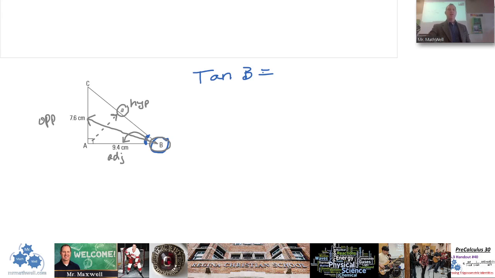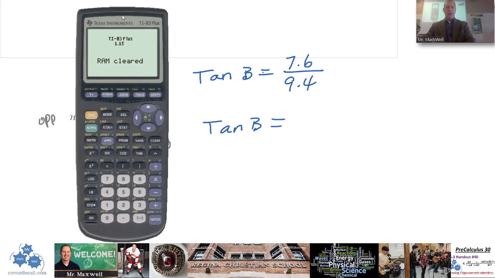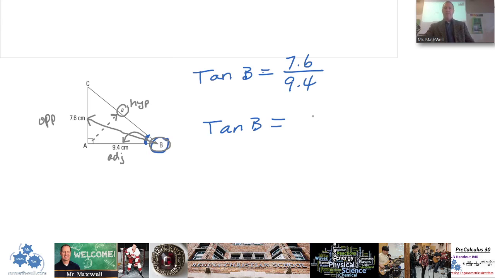Okay? So tangent is the opposite side, which in this case is 7.6 centimeters, divided by the adjacent side, TOA, divided by 9.4. So what that says to me is that the tangent ratio for angle B, I don't even know what angle B is yet, but the tangent ratio is 7.6 divided by 9.4. So let's just do that on our calculators. 7.6 divided by 9.4 is 0.8085. Now that is the tangent ratio for this unknown angle B.